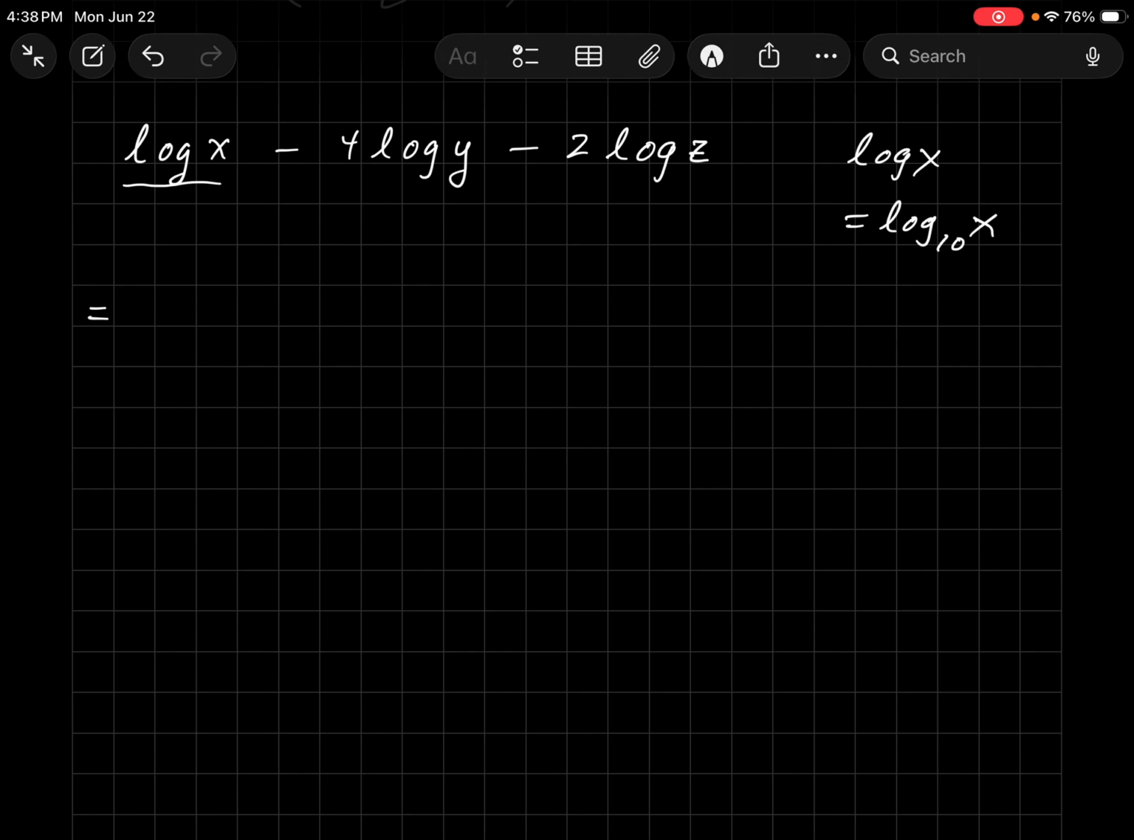The first one is positive, so that's going to be in my numerator. The next two pieces are negative, so they will be in the denominator. The first one as y to the fourth, and the second one as z squared. And there we go. We've compressed our logarithm statement into one logarithm.